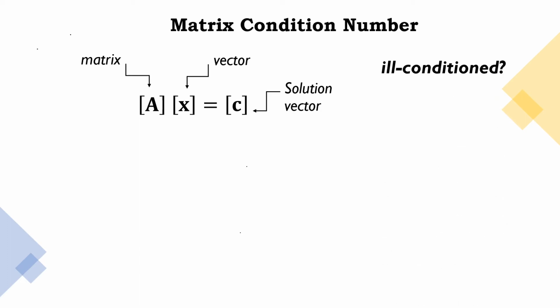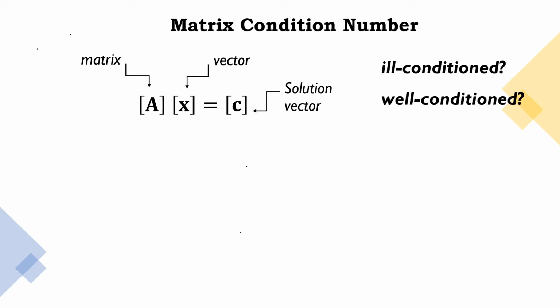Okay, let's have the given example. Suppose we have this matrix A, and then this is our given vector. Our matrix A is multiplied by our vector x, and C is our solution vector. Now, let's try to make changes in our given matrix or solution vector. The question is: is the given problem ill-conditioned or well-conditioned?